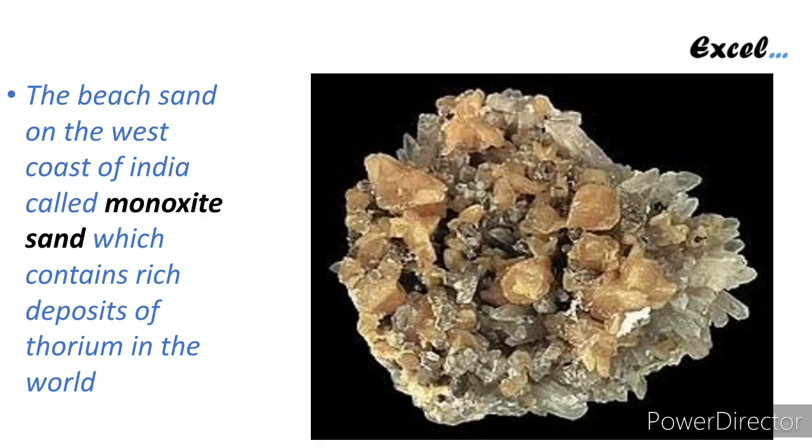Sand on the west coast of India, particularly Kerala, called monazite sand, contains the deposits of thorium in the largest quantity in the world. India's three-stage nuclear policy, which was built by Homi Jehangir Bhabha, is based on these resources. We will talk about India's three-stage nuclear policy in another video. India at present does not have the technology to convert thorium to uranium-233, which is highly fissile.